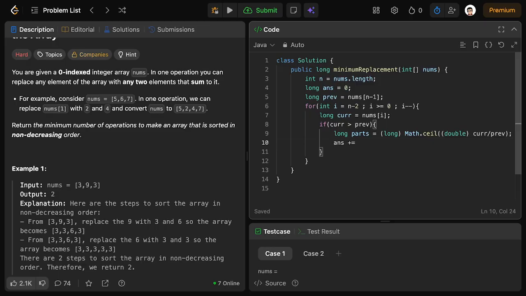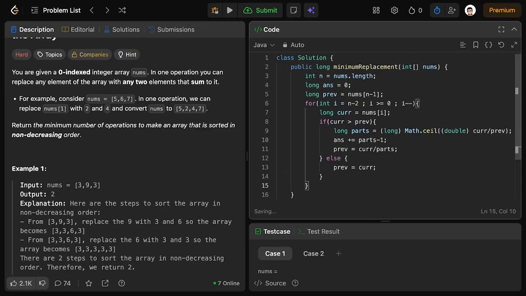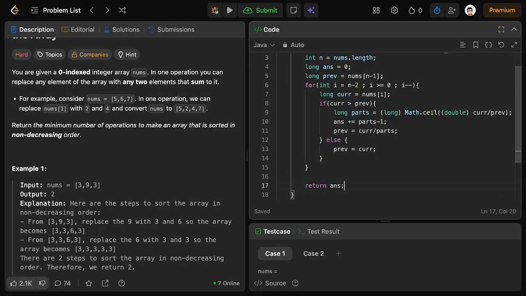So ans plus equals parts minus 1, because parts minus 1 was our answer. We are adding the number of operations that it took to break down completely the current element of the array that we are at. And we change our prev to current divided by number of parts, else, if not, prev is equal to cur. And then we finally return our answer.